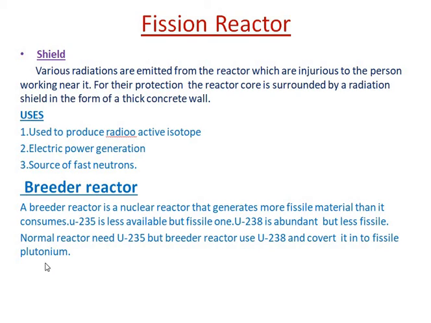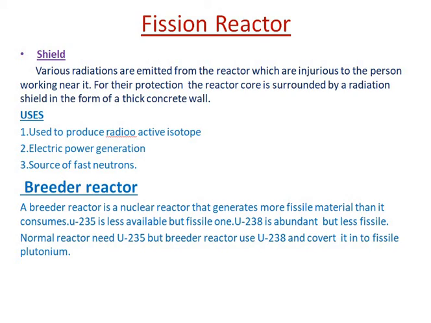Next, let us discuss a breeder reactor. A breeder reactor is a nuclear reactor that generates more fissile material than it consumes. Normally, our fissionable material is uranium-235, which is a very rare material. It is not as abundant as uranium-238. Even though uranium-238 is abundant, it is not that fissile. So the scarcity of uranium-235 is compensated for by the use of breeder reactors.